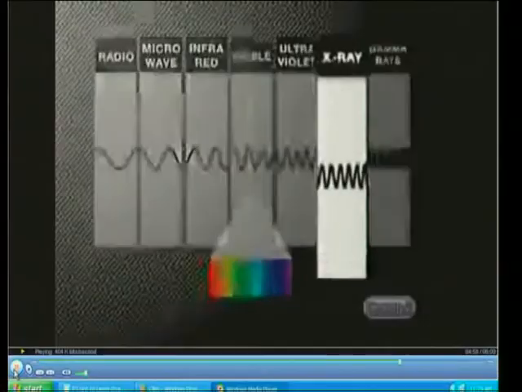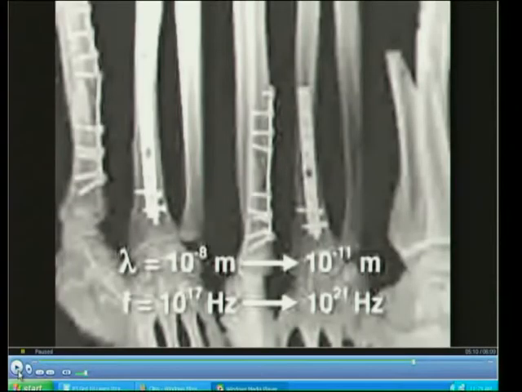Next part of our spectrum is X-rays. I am hoping that none of you have had to have an X-ray. I have. It's not that painful, but at some stage we might. X-rays can be quite dangerous, though. They have a very, very small wavelength between 10 to the minus 8 and 10 to the minus 11, and high frequency, 10 to the 17 to 10 to the 21.